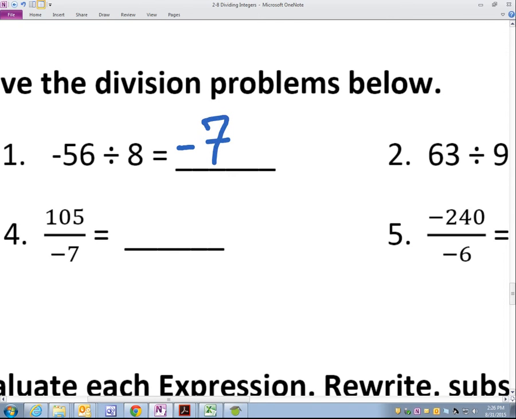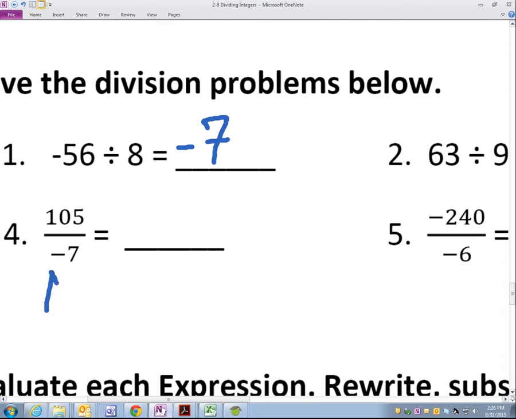So negative 7. Now, when I was a kid growing up, I always remember this, and I still remember it. The way that I always remember that 8 multiplied by 7 is 56 is because of this: 5, 6, 7, 8. And if you're a dancer, you probably just started thinking of dancing. 5, 6, 7, 8.